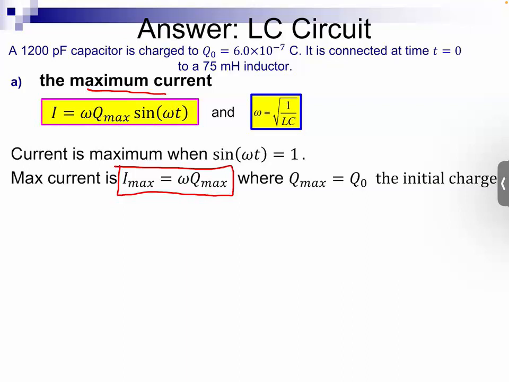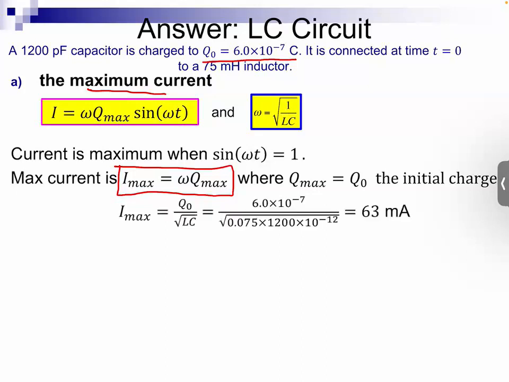The maximum charge is how much the capacitor stores maximally, which is what's given initially. And omega, the angular frequency, you can solve from the definition: square root of 1 over LC. So then the maximum current is the maximum charge that's given here, divided by the square root of the inductance in henry times the capacitance in farads. So don't forget to expand your milli and your picos when you do the calculation.